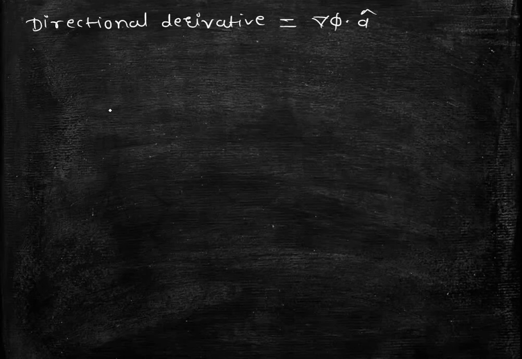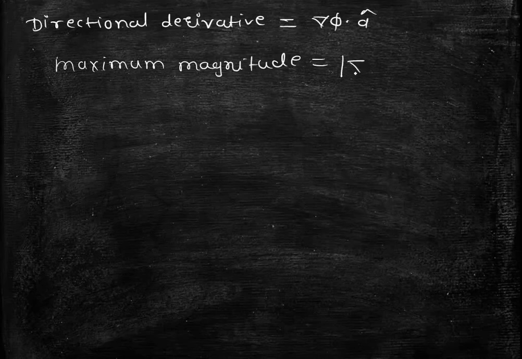Now we find the maximum magnitude. The maximum magnitude is nothing but the mod of del phi. That is the main result. By using that result, we can find the directional derivative.